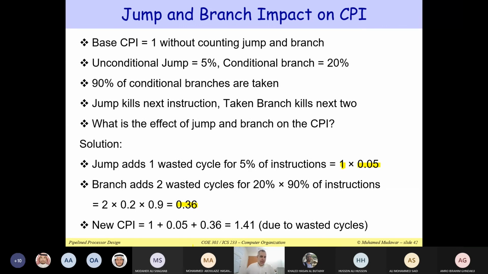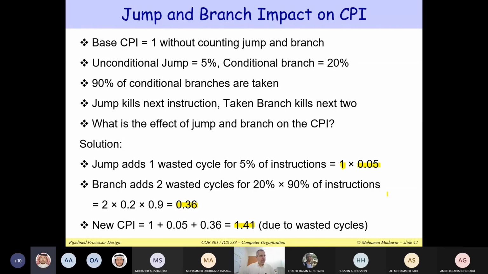So if we have 100 instructions, we waste 5 cycles for the jumps, and we waste 36 cycles for the conditional branches that are taken. So in total, we get 1 plus 0.05 plus 0.36, which is 1.41. That's how we calculate the new CPI in the presence of jumps and branch instructions. So that's my example.